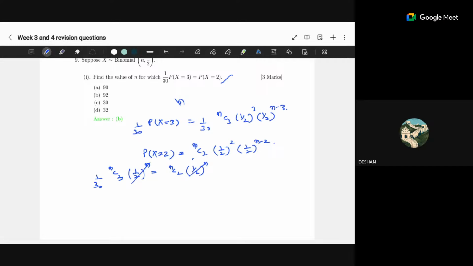So this will get cancelled. NC3 is basically n factorial divided by 3 factorial (n minus 3) factorial, and the other is n factorial divided by 2 factorial (n minus 2) factorial. This is 1 by 30. N will get cancelled, so you are left with this. If you solve this, my n should be 92.